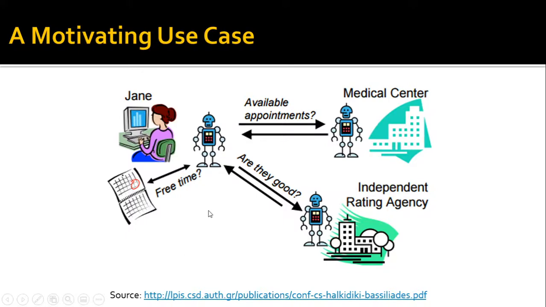Now, after getting the list of the medical centers that are covered under insurance, Jane's agent then asks the agent of the independent rating agencies to see whether they are good or not, right? Now, these independent rating agencies provide ratings to the medical centers based on certain parameters, right? And of course, for these rating agencies, there is an agent which caters to the needs of other users or other agents, right?